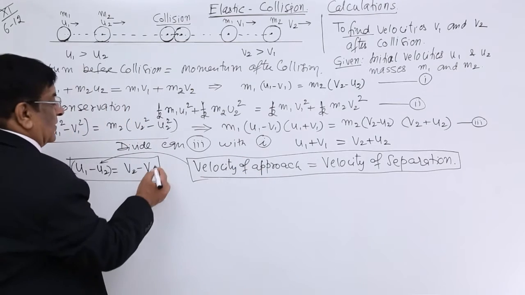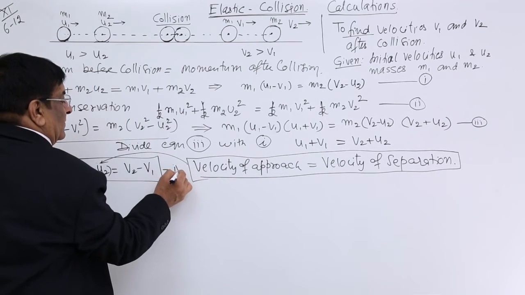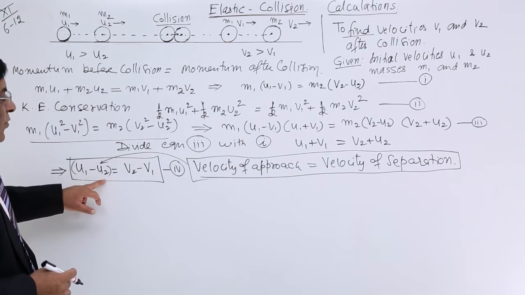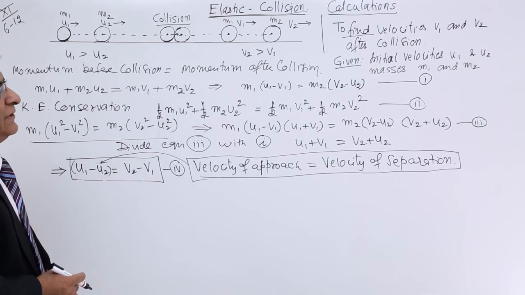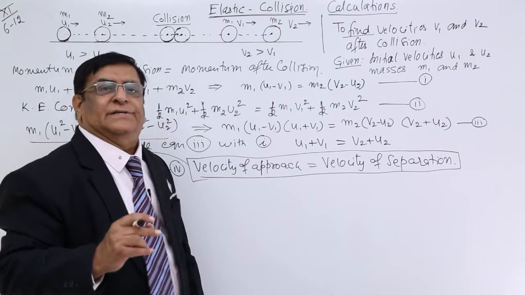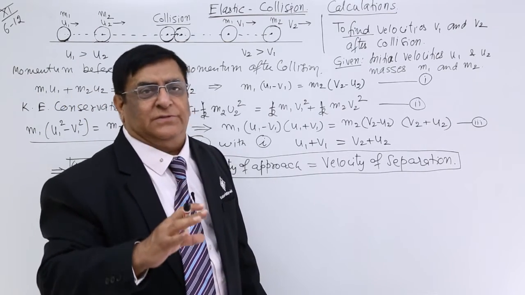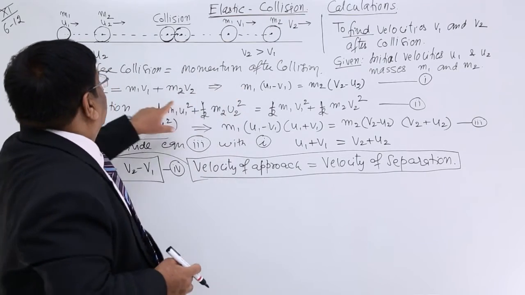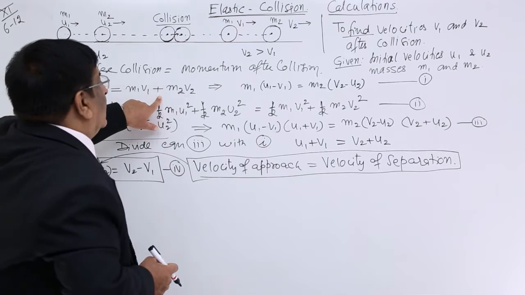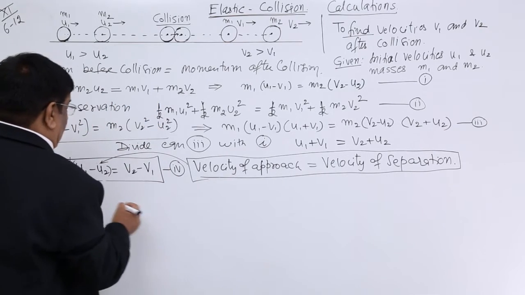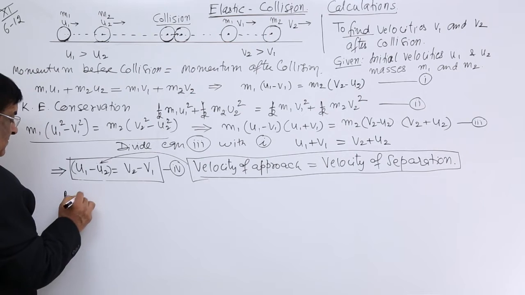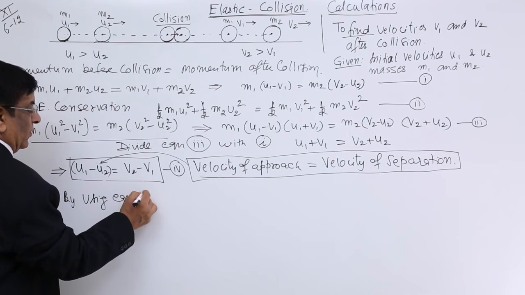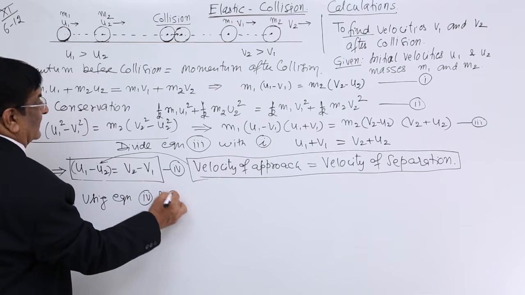Now, once we have got this equation number 4, there are four quantities. These two are known quantities. These are two unknown quantities. If there are two unknown quantities, we need two equations to find their values. So we use this as one equation, and we use this as the second equation. So by using equation 4 and 1, this part.